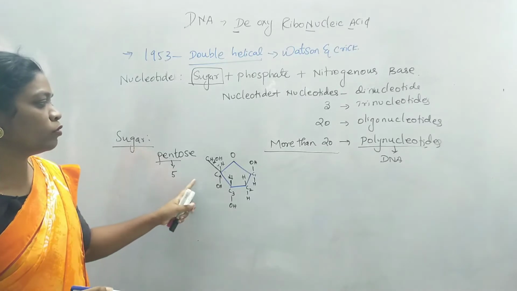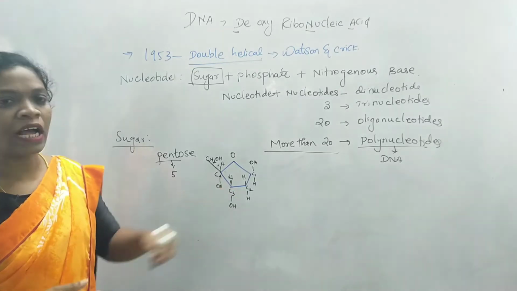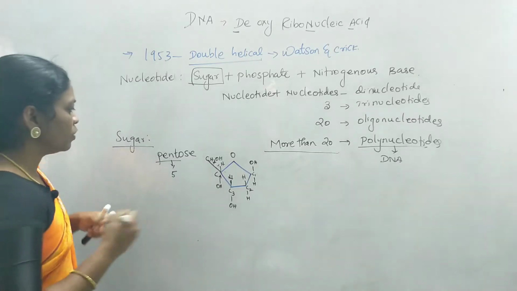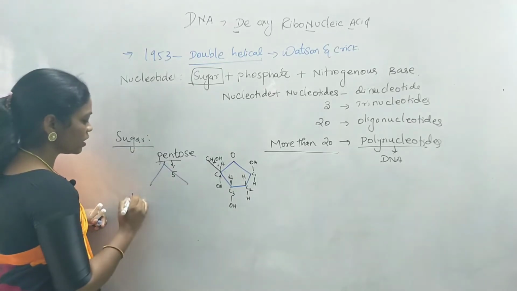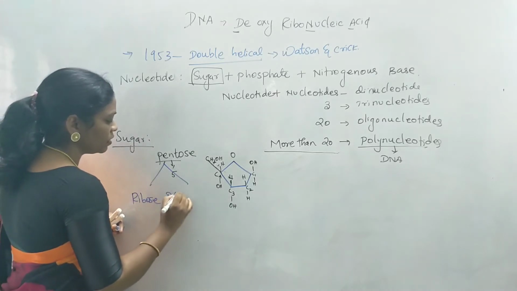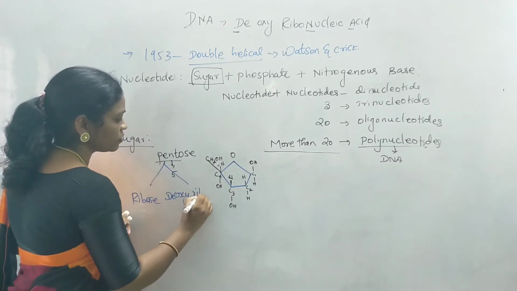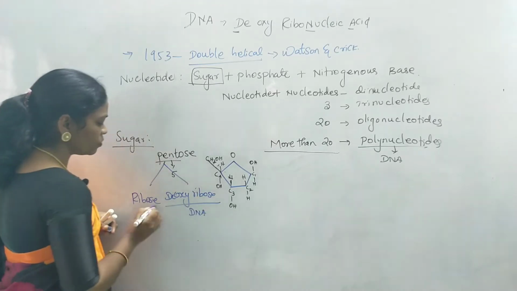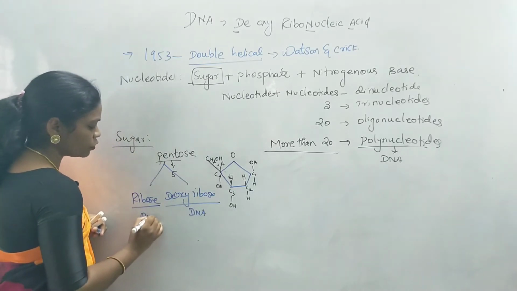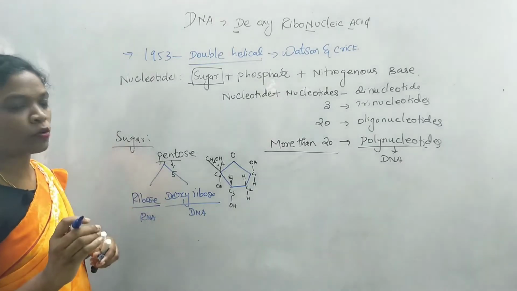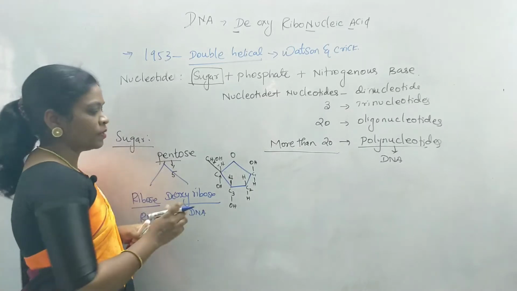When you compare this pentose sugar with RNA, there are two types of pentoses. One is ribose, another is deoxyribose. DNA contains deoxyribose and RNA has ribose sugar. Both ribose and deoxyribose are 5 carbon sugars only, but there is a slight difference between these two.